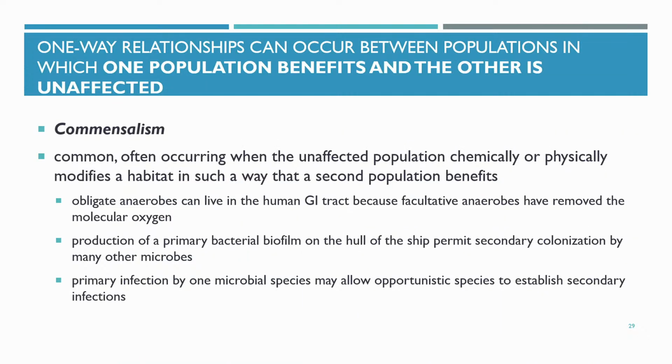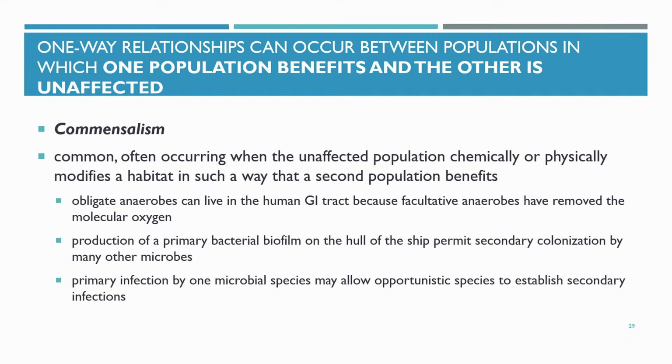So there can also be these one-way relationships, and these can occur basically between populations in which one population benefits and the other is unaffected. That's commensalism. This is common, and it often occurs when the unaffected population is chemically or physically modifying the habitat in a way that the second population benefits. It's a part of its modification process, so it's just existing and modifying its own environment through its own function. It doesn't get affected itself, but it does affect another population in a way that benefits it.